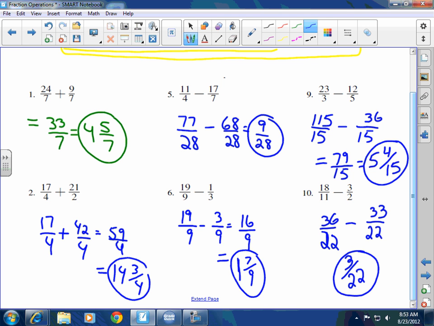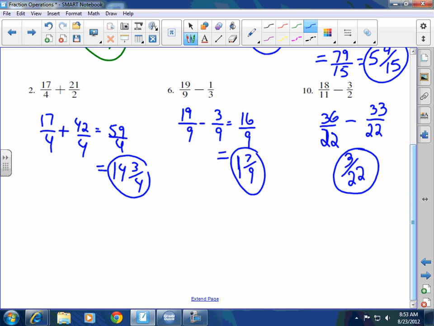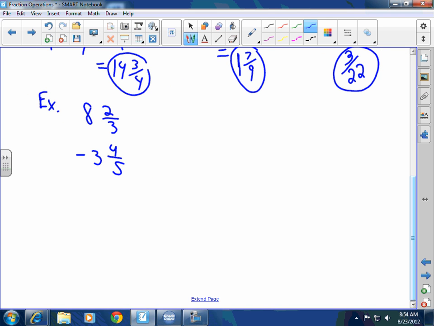Yeah? Awesome. Now, one thing that I forgot to put here as an example, it just came to me. Borrowing. Okay? We went over this yesterday, but I want to go over it again really in detail. So for example, let's say I give you 8 and 2/3 minus 3 and 4/5. Okay? Same procedures are going to be followed.